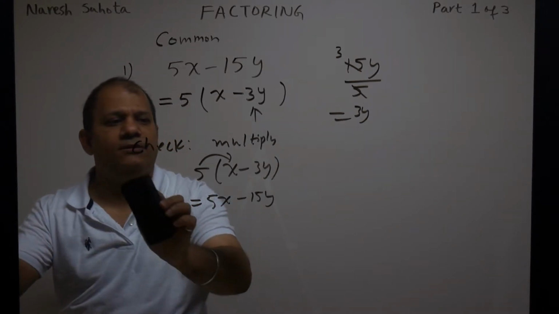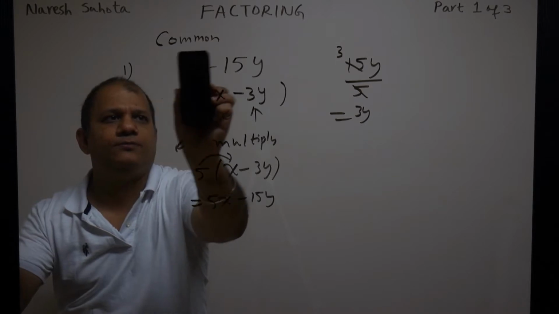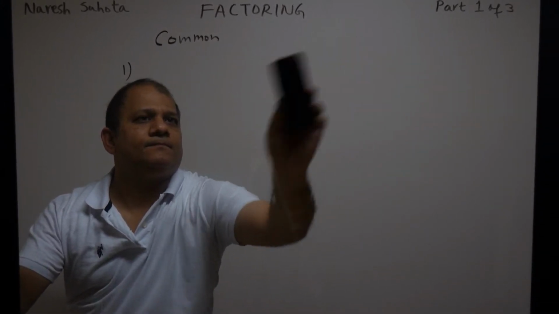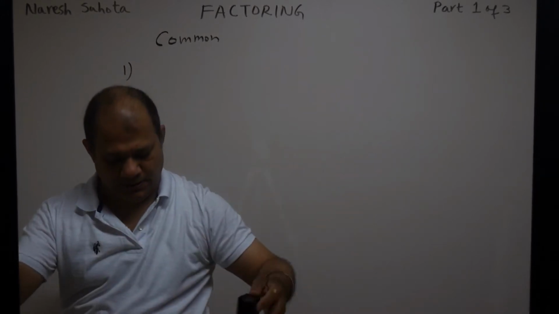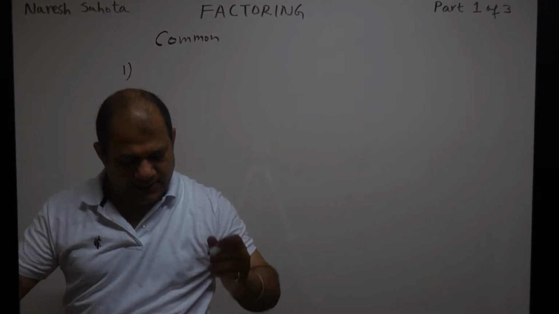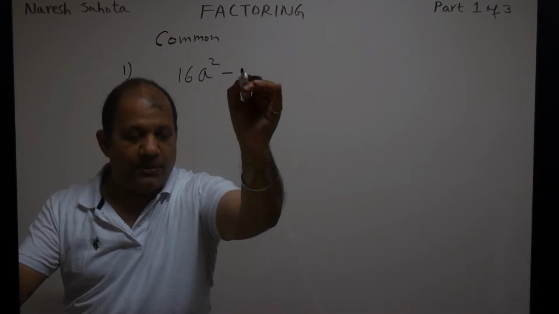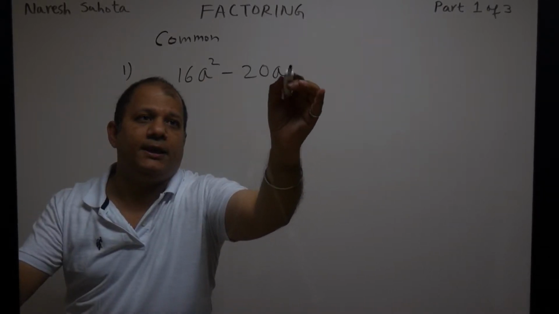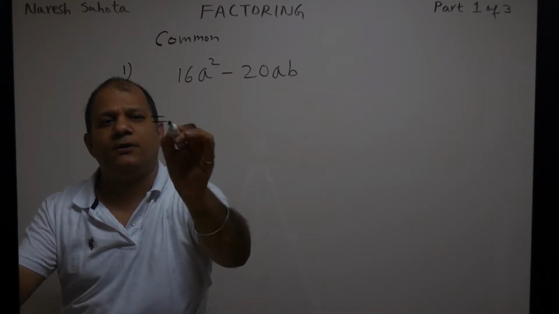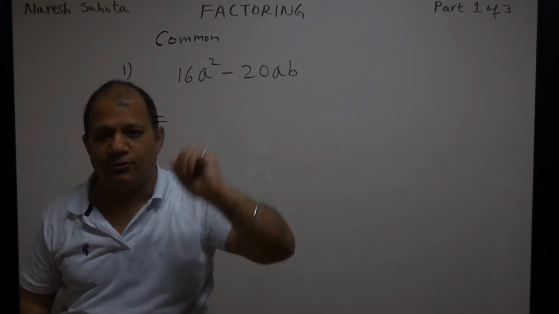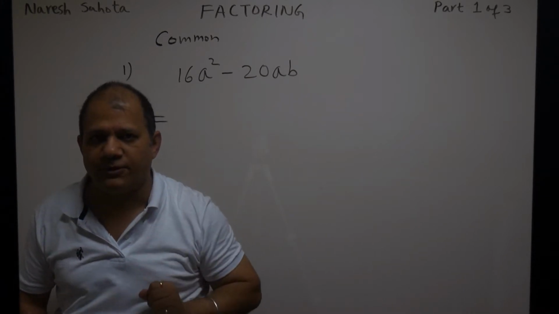All right, so now let's look at example 2. Example 2, we have 16a squared minus 20ab. So here, let's look at the two terms. We have 16 and we have 20. So let's figure out the number part first.